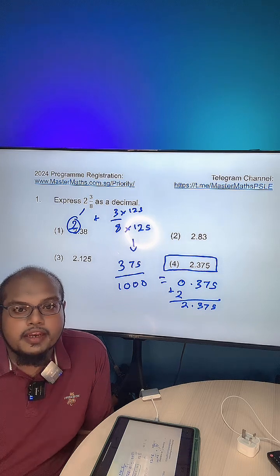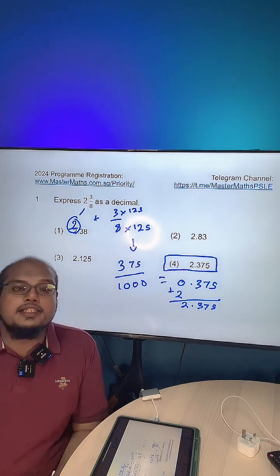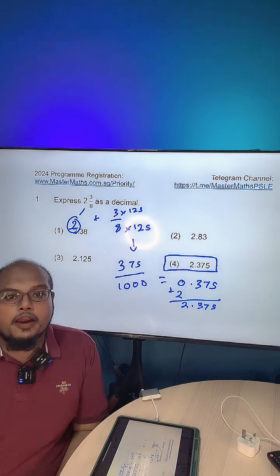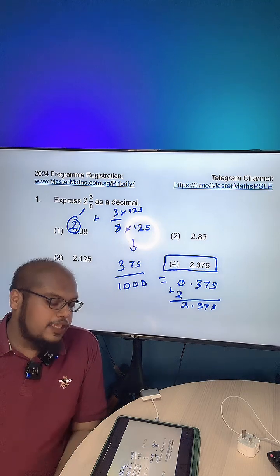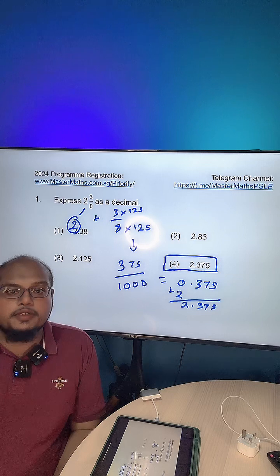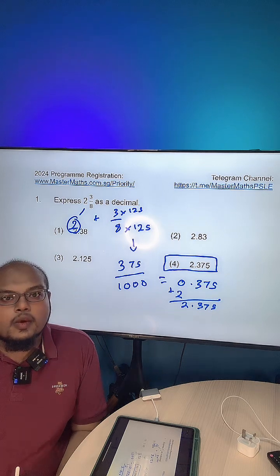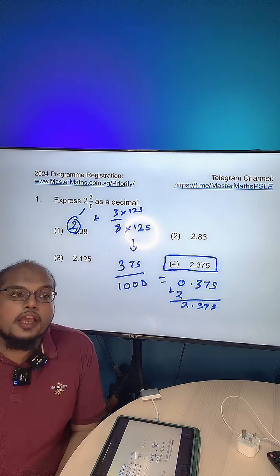Take 3, divide by 8 and put back the 2. Yes, of course, there is another method to do this question also. The other way to convert from fraction to decimal is to divide.